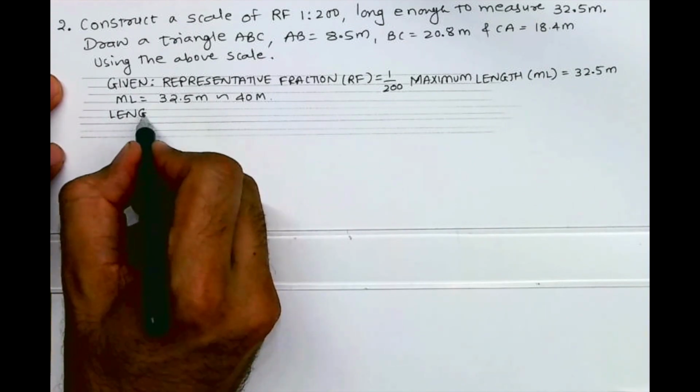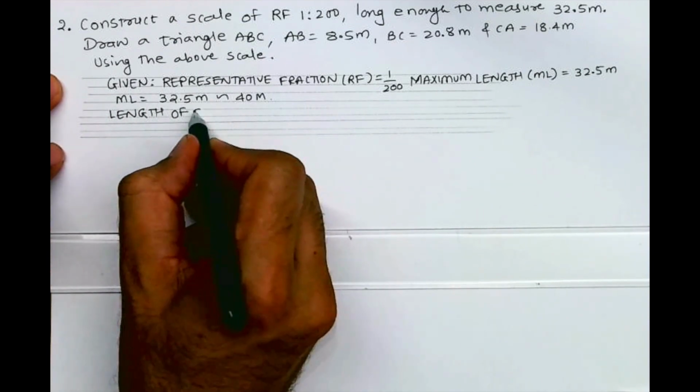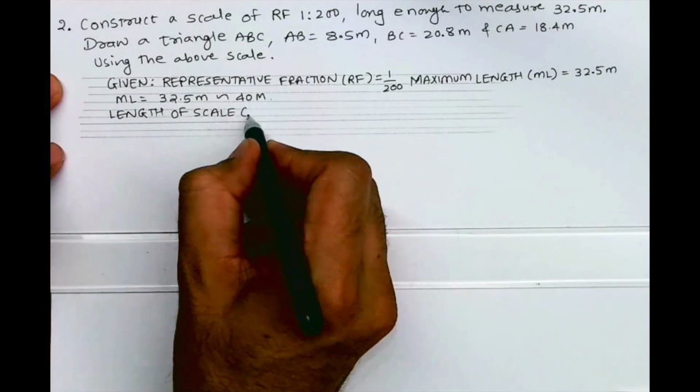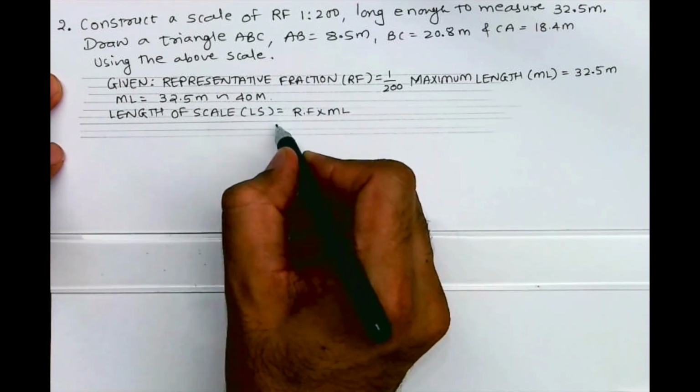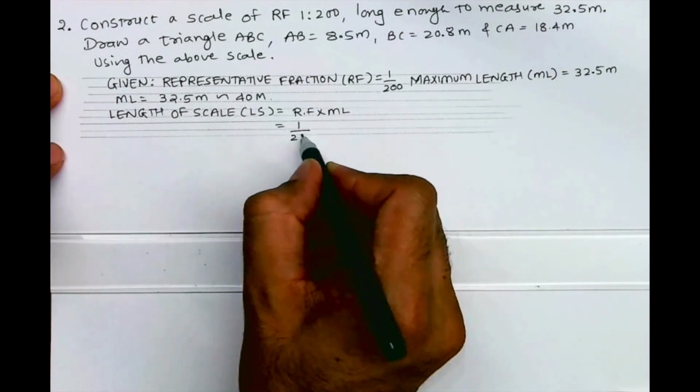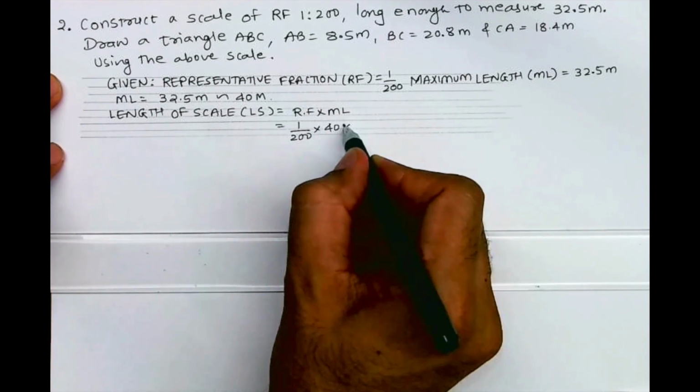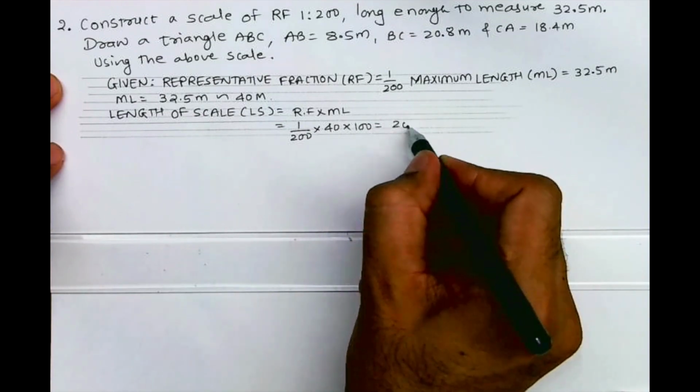Then the length of scale formula. Length of scale is equal to RF into ML. RF is 1/200 into 40 into 100, which will be 20 centimeter.